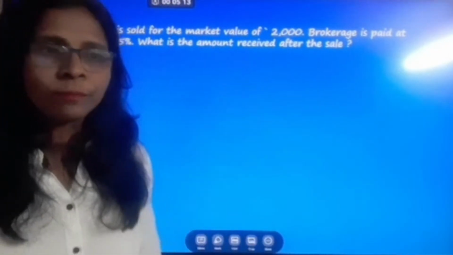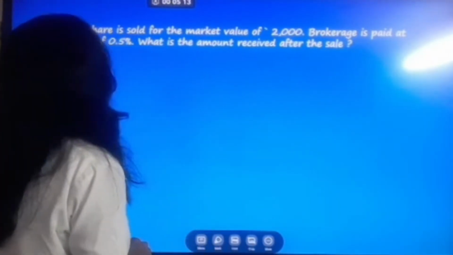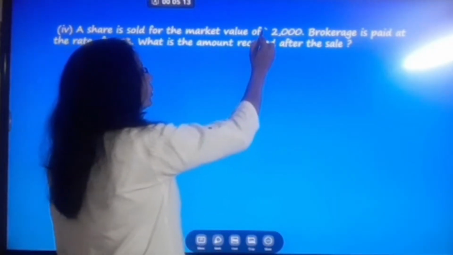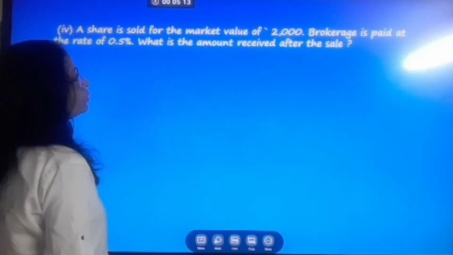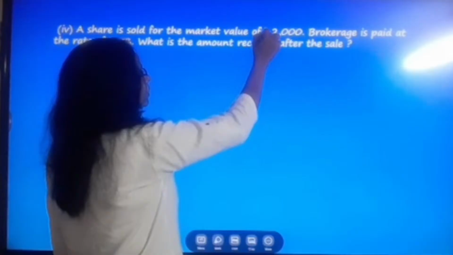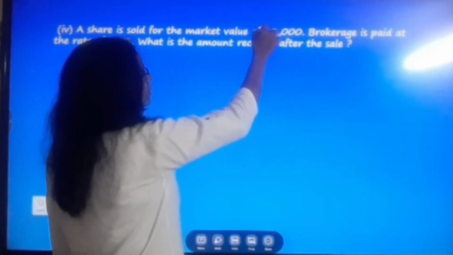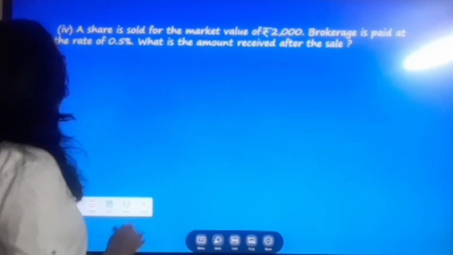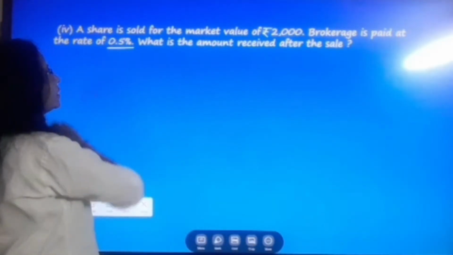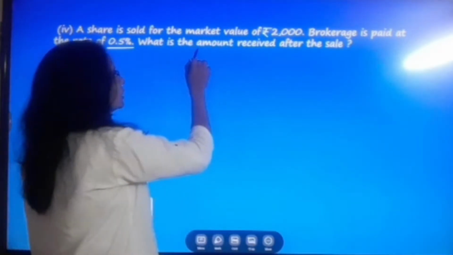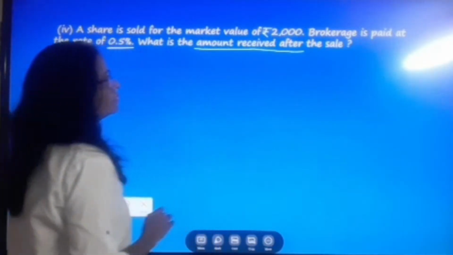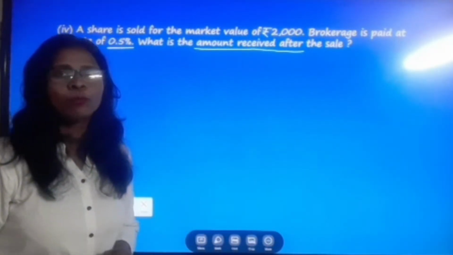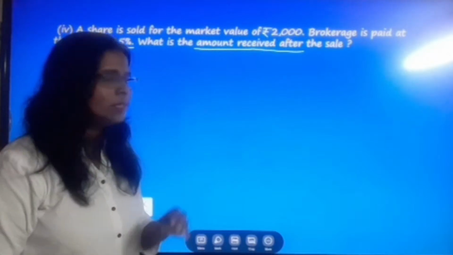Okay, then here a share is sold for the market value of rupees 2000. Brokerage is paid at the rate of 0.5%. What is the amount received after the sale? Okay, so now here, students, first we write down the given.